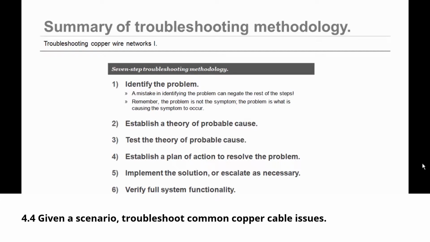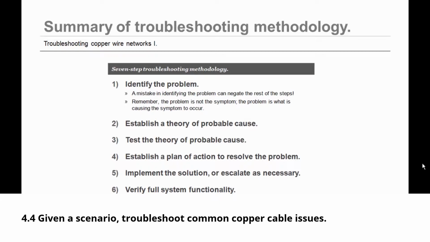Step 2, establish a theory of probable cause. Step 3, test the theory of probable cause. Once you have tested the theory of probable cause, move on to step 4, establish a plan of action to resolve the problem. Step 5 is implement the solution or escalate as necessary.